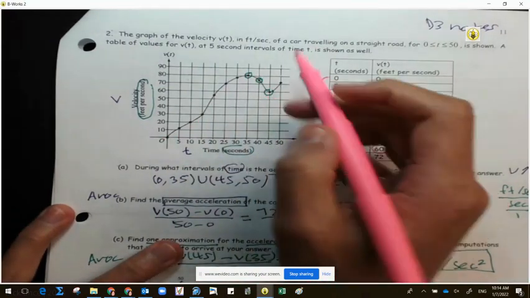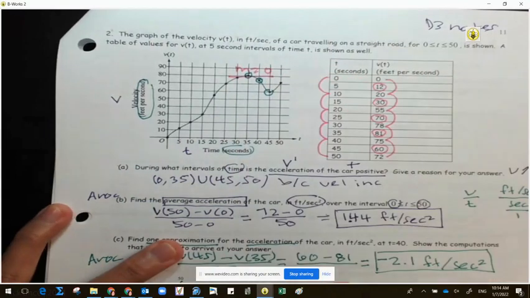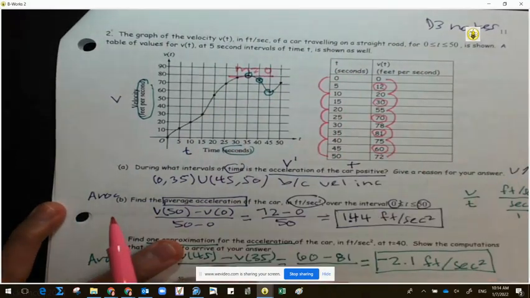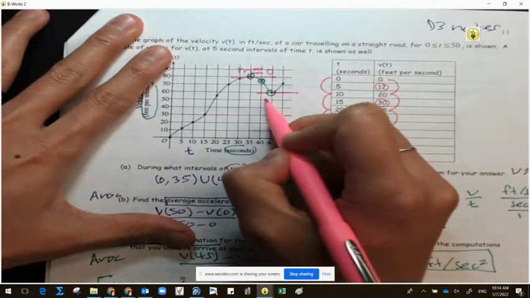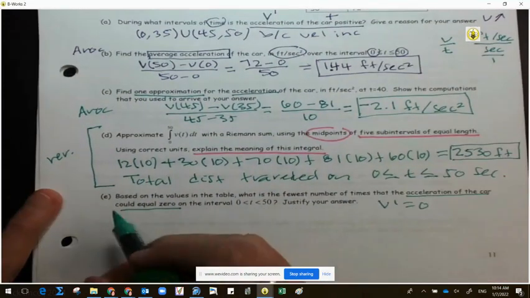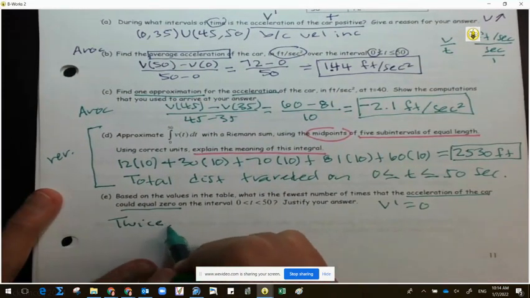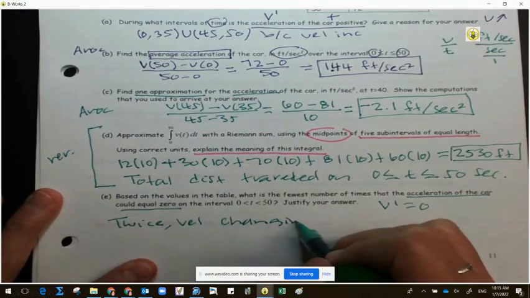So let's see where the velocity is changing directions. So we have, it's going up and then down right here. So we know that slope is 0. Is there another spot that is changing directions? 45. Okay, at 45. So we know slope is 0. So how many times is it changing directions? Twice. And that's because the velocity is changing directions.